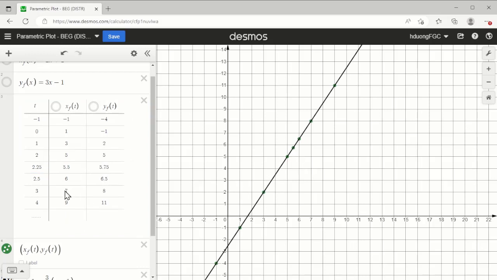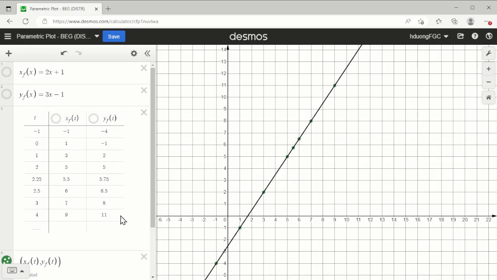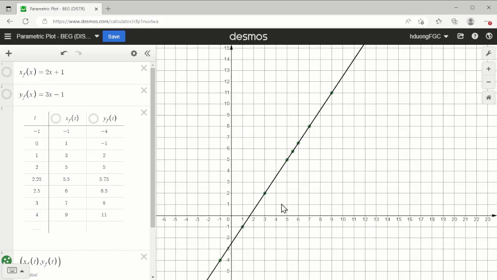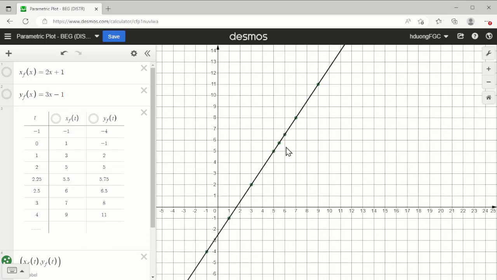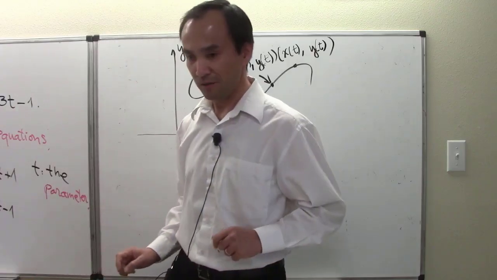So the idea now is that we have infinitely many points, and any point where the x and y values are determined by this set of parametric equations should lie on this particular line right here, should give the graph being this line. And that's the idea about plotting parametric equations, and plotting a parametric equation eventually gives us a particular graph for our work.